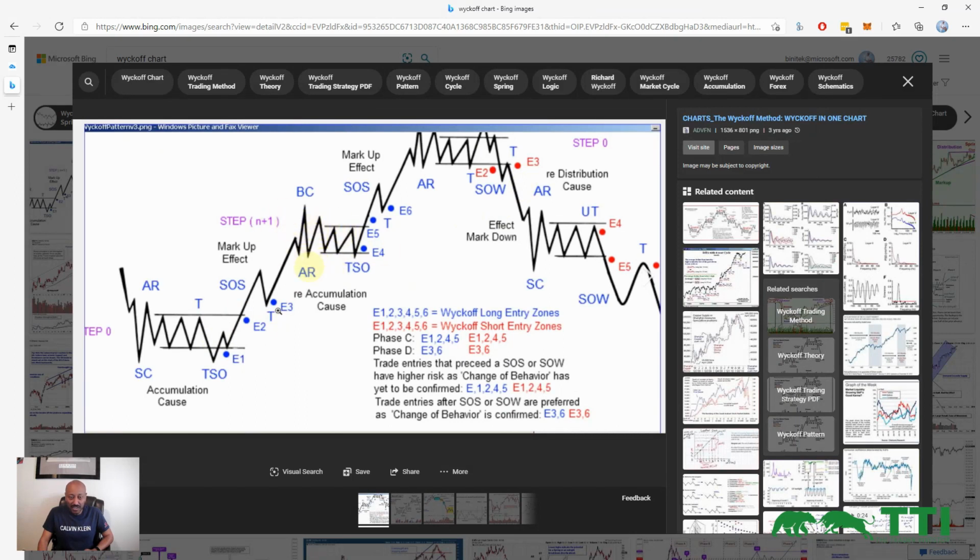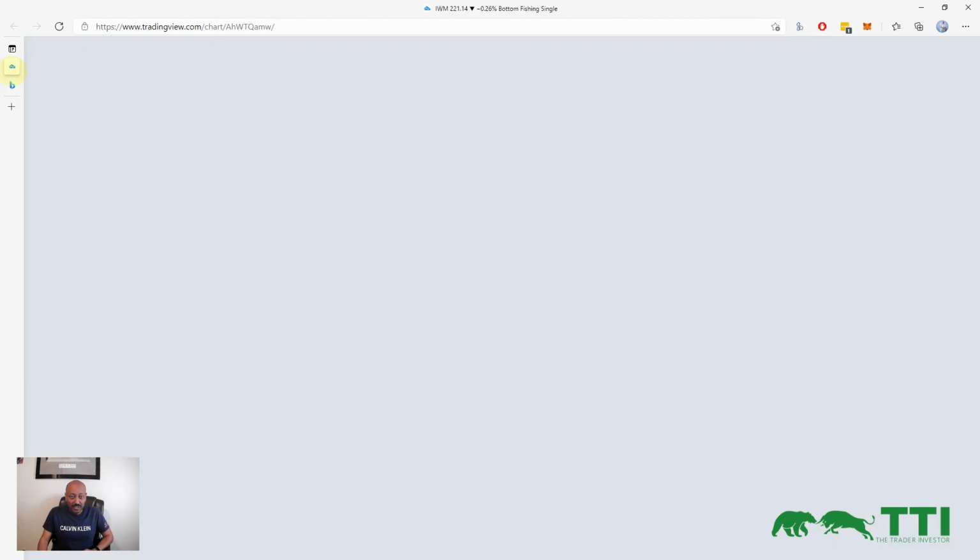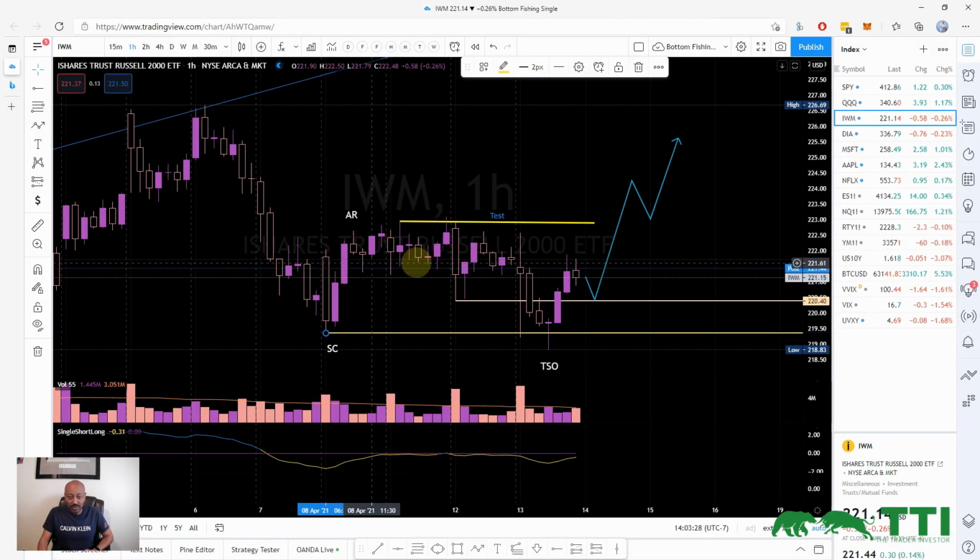And even if we want to draw this AR as our buying climax before we went into accumulation, or this area up here, how you draw those things is really subjective.